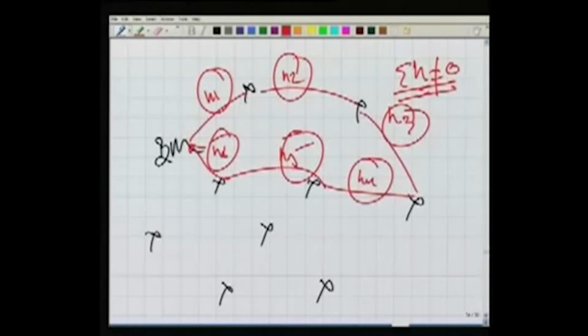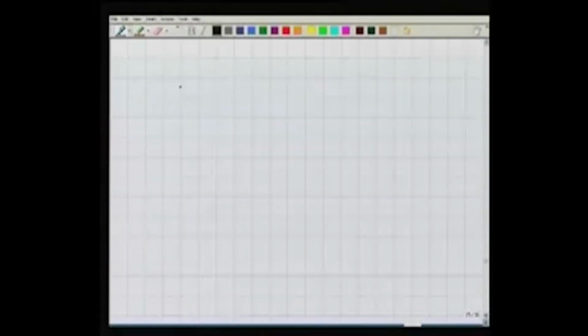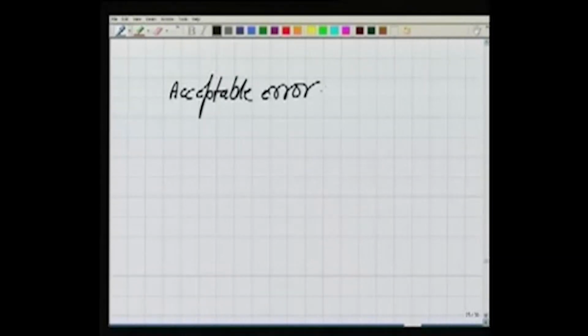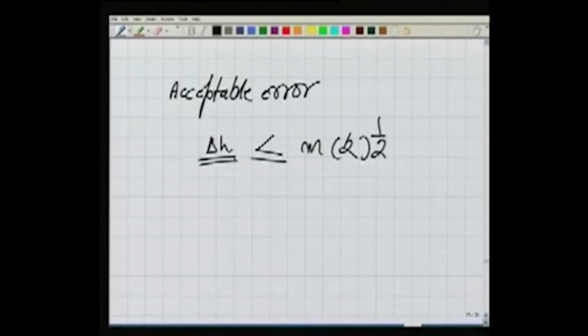So now the question is, can we really say something about this error, whether this error is acceptable or not? We have a way to take this decision. Well, how do we take this decision? We say the acceptable error should be, if my delta H, let's say this is the closing error, is less than or equal to m k raised to power half, also m n raised to power half. What are these?